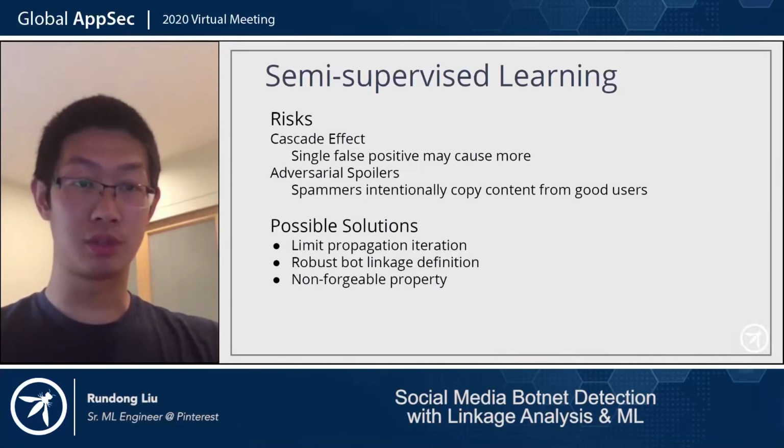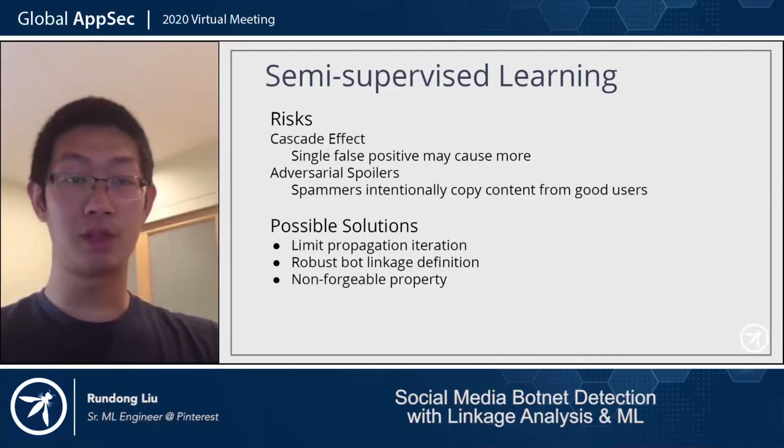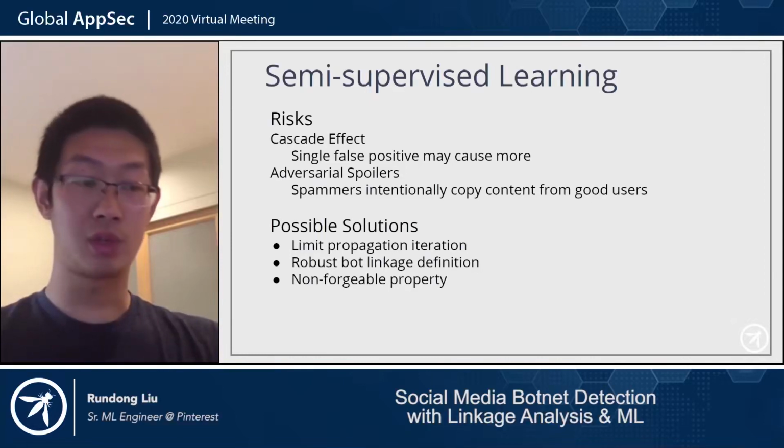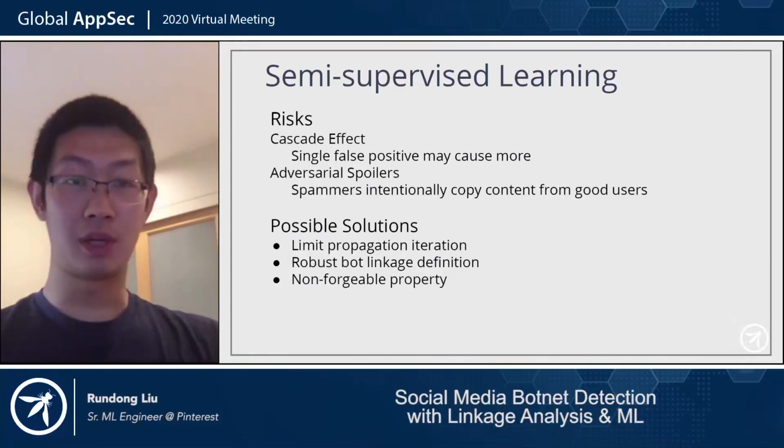So there are some possible solutions from here. First, we can limit the propagation iteration steps and restrict the false positives from being distributed too much. And second, we can also define a more robust bot linkage definition by introducing some non-forgery properties. For example, a spammer may intentionally copy content from good users, but it is very hard for them to reuse the same user agent or IP address from the good users. So by introducing those non-forgery properties when defining your bot linkage, we can limit the chance of propagating wrong labels.